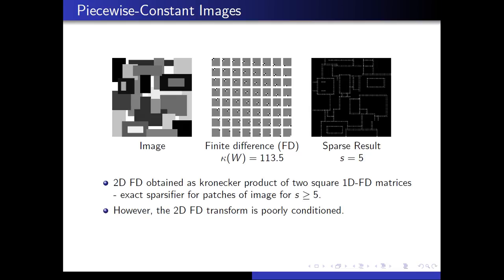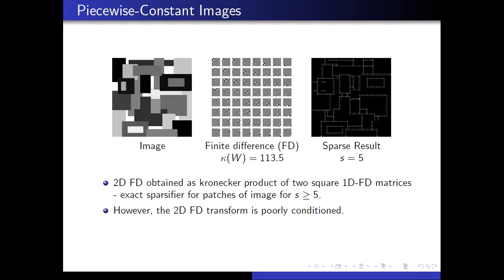So this is the finite difference operator, which can be represented the same way I described to you before, and you apply it to this image and you get this sparse result. Basically only the edges remain. Okay, so that's not surprising. And so it's a very good sparsifying operator. It gives you something sparse, but its condition number is like 113. It's not very well conditioned, in fact, poorly conditioned.